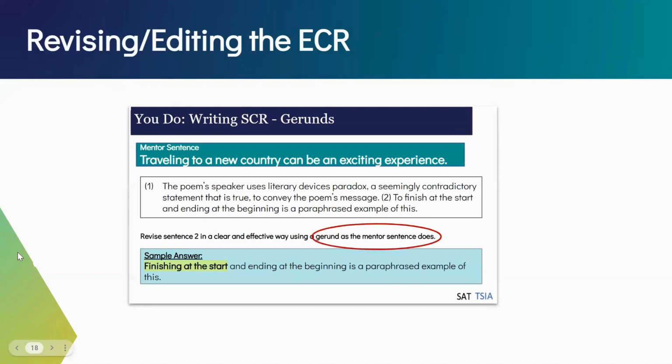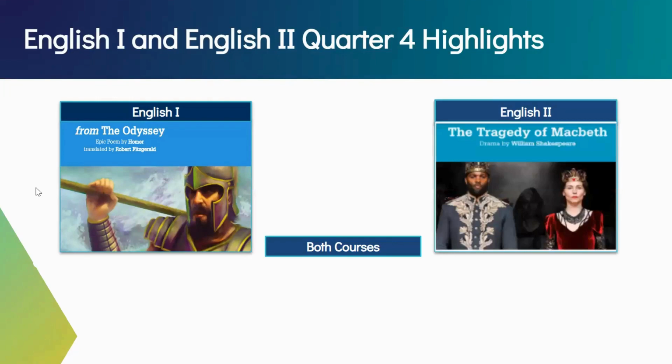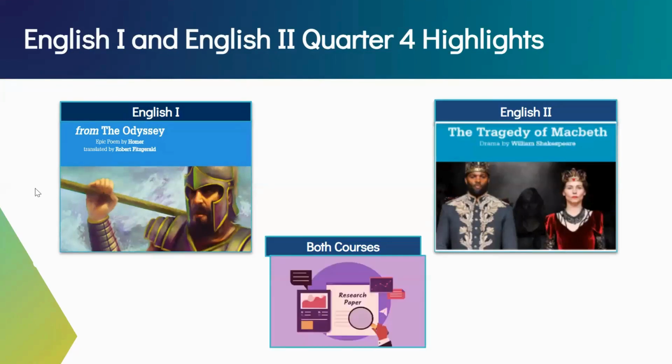Now, it is important to note that the writing SER prompts on the STAR test will not actually tell the students how to correct or revise the sentences as this one does. So this too is an example of scaffolding. Also within quarter 4, the students will be reading the Odyssey in English 1. They will be reading all of Macbeth in English 2. And they will also be writing research papers in both courses.